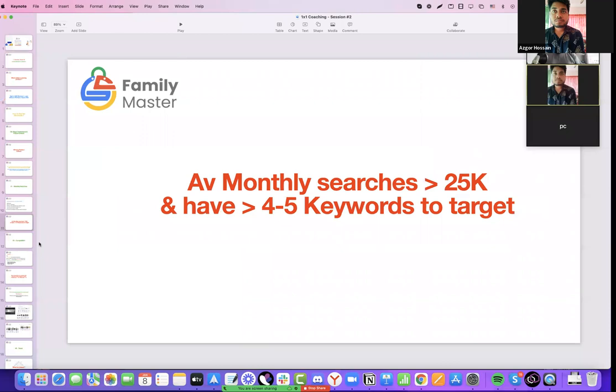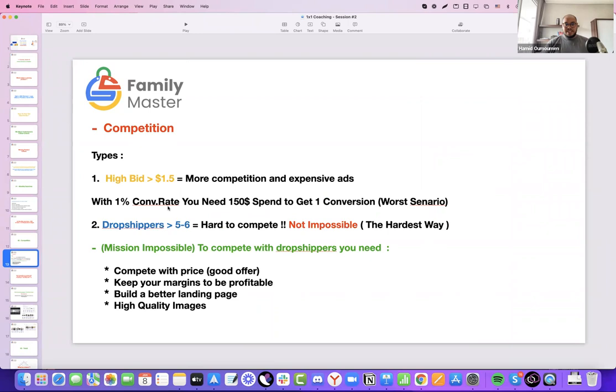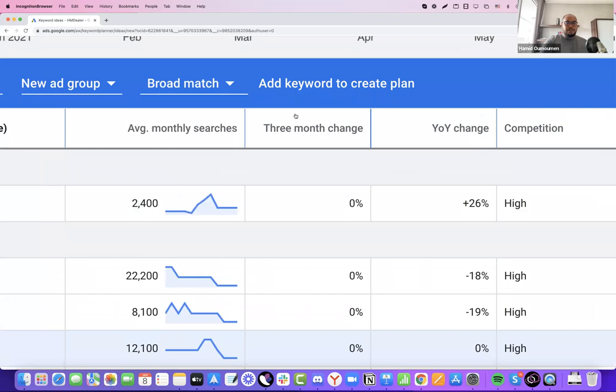Then the second criteria is the competition. Competition is two things. Competition when we are talking about the bid. For example, let's just check pet brush. The top of page bid high range is $1.3. So in that case, it's a bit expensive because it's a low ticket product, not a high ticket product. But for high ticket, sometimes it's $1.5. It's good.